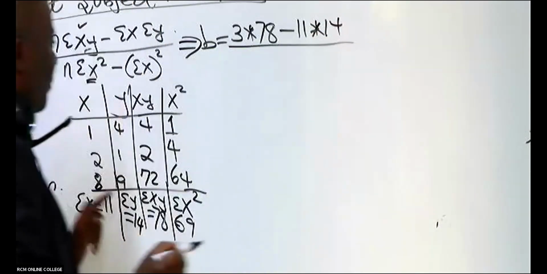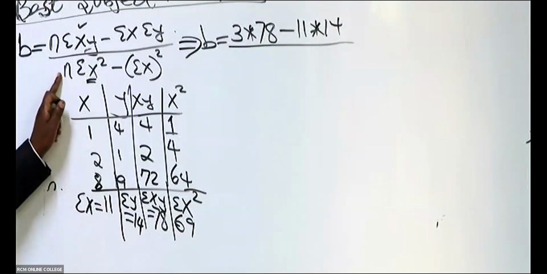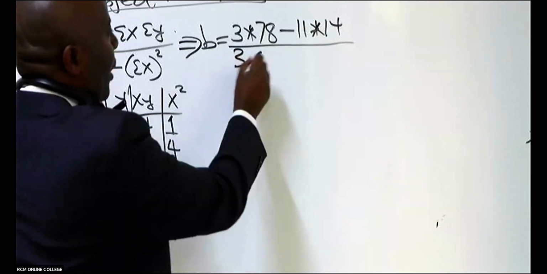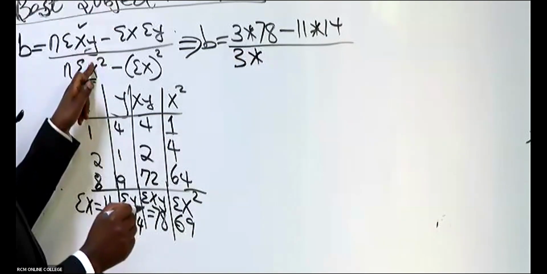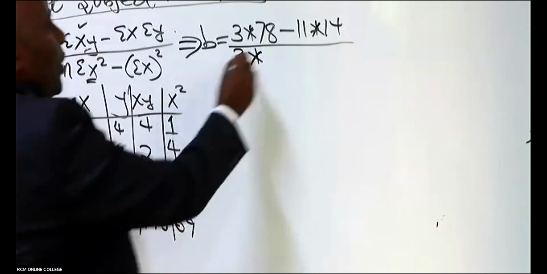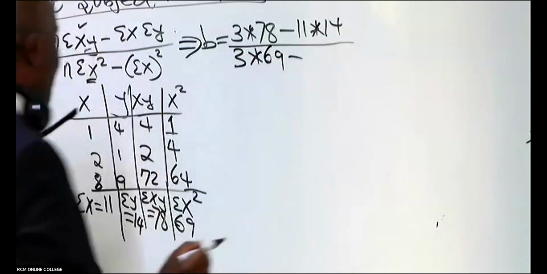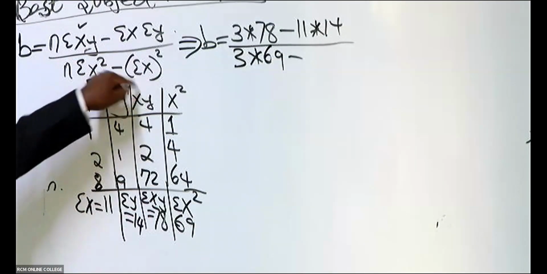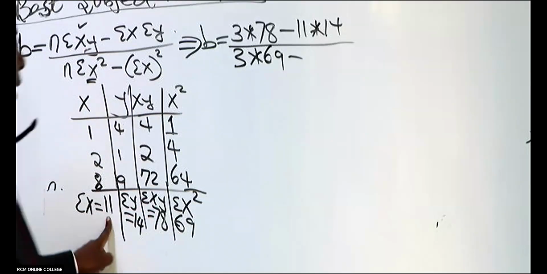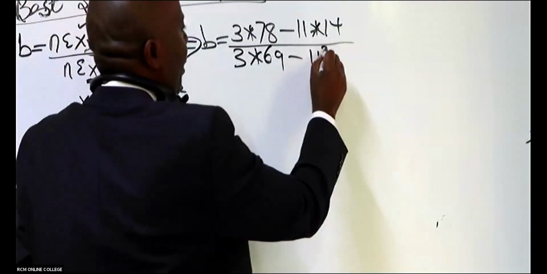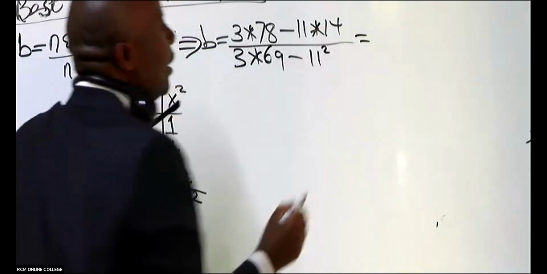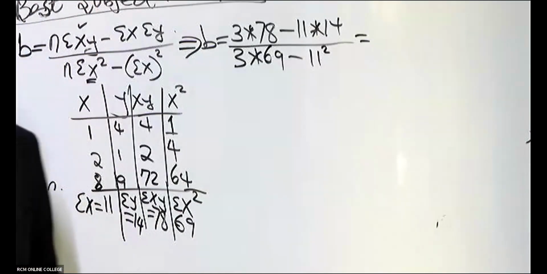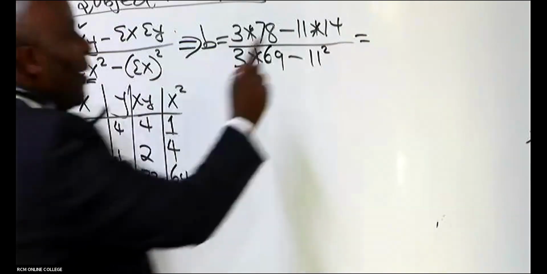All over N, which is 3, times sigma X squared, which is 69, minus summation of X, which is 11, squared. Here you have to go slowly. First of all, give me the numerator value. It is 80.